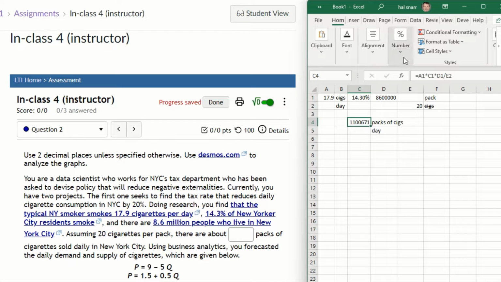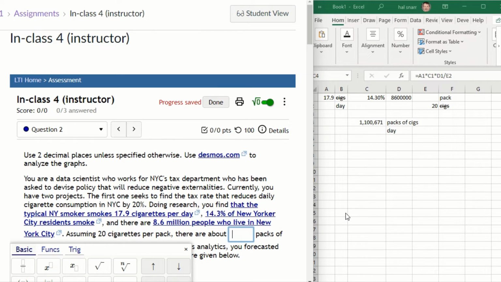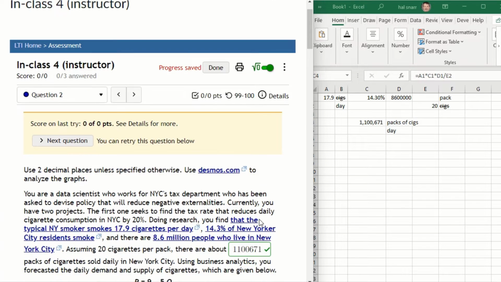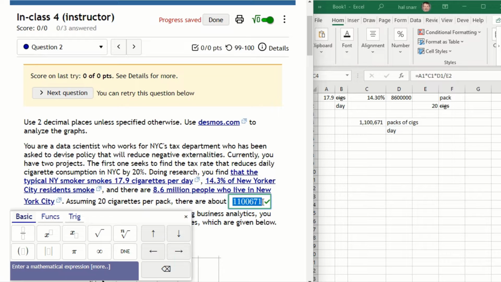If I add a comma, right? So we got 1.1 million packs of cigs per day. So I'm going to type this in without the commas. 1100671. Now, one thing to note is there are already cigarettes in New York City, right? So this is what the after tax level of cigarette smoking is per day in terms of packs smoked per day, right?